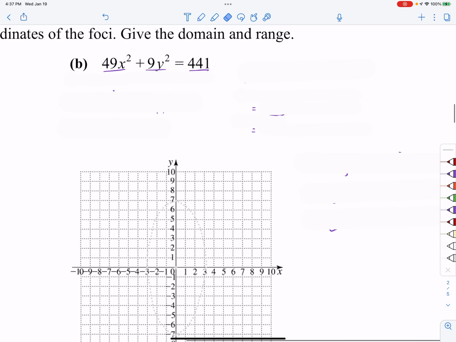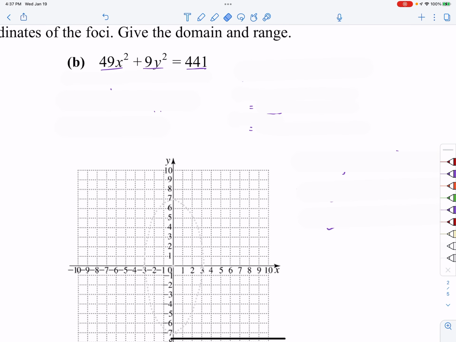All right, let's go over to part B and do the same thing. Again, the first thing that I want to work on is to get my ellipse in the standard equation. So I'm going to divide all 3 terms by 441. When I reduce my fractions, I'll get x squared over 9 plus y squared over 49 is equal to 1. Immediately, I see that the larger denominator is under the y's. So this particular ellipse is going to be vertical.